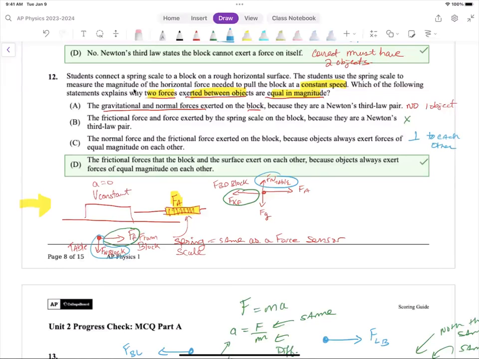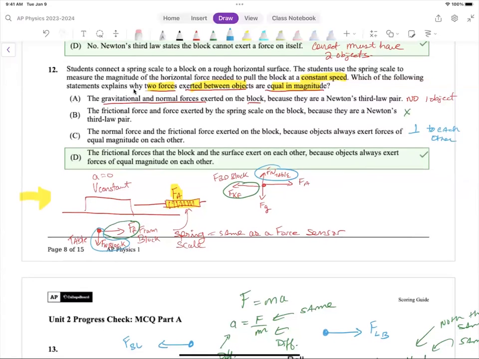D, the frictional force that the block and the surface exert on each other. Okay, the block and the surface exert on each other, so there are two frictional forces. One's acting on the block and one is acting on the table, and they are equal in magnitude and opposite of one another. So D is the only thing that makes sense.